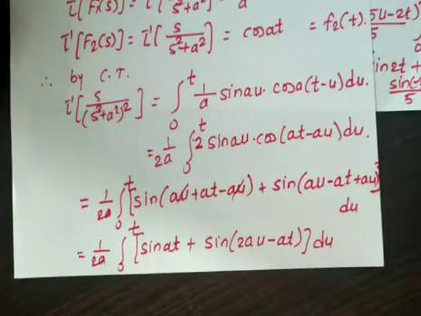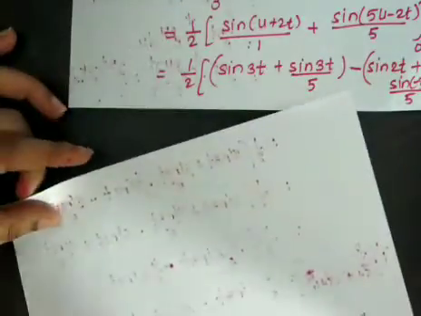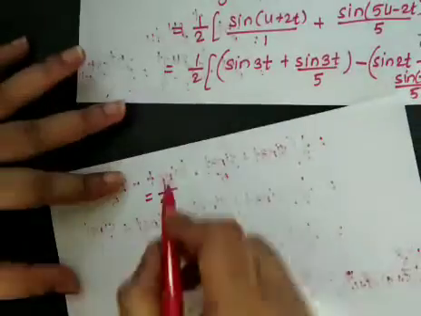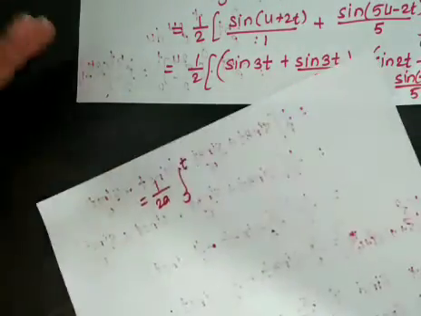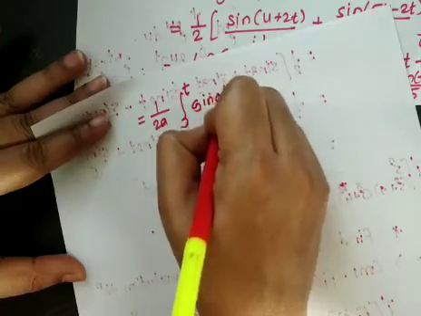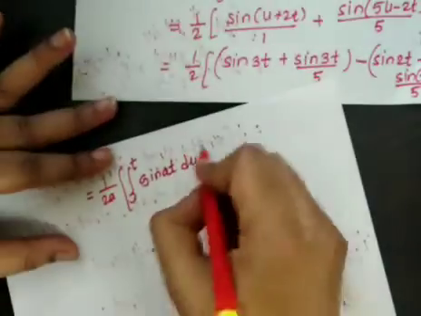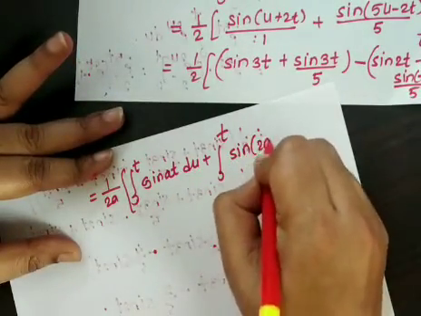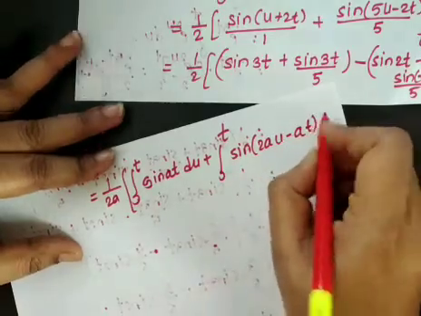Now this integration gets separated as 1 upon 2a integration 0 to t sin at du plus integration 0 to t sin(2au minus at) du.